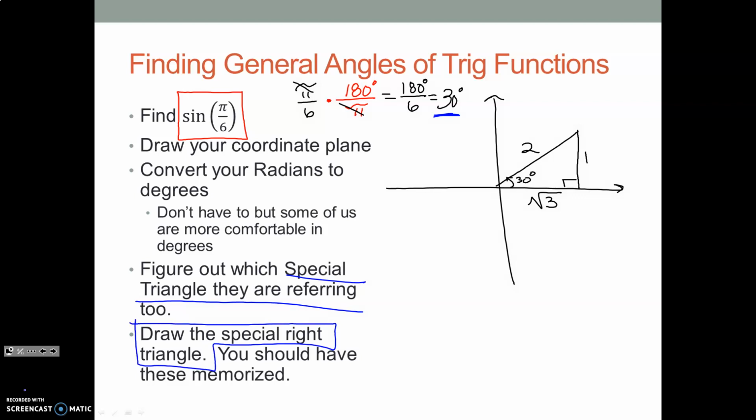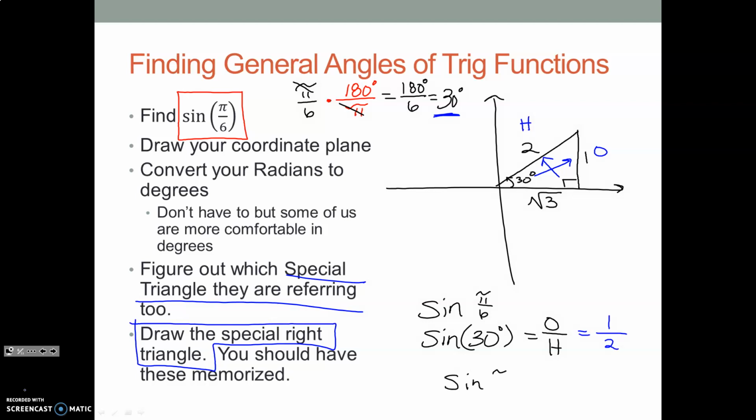Now, the question they asked me for was sine of pi over 6. Well, that's the same thing as sine of 30 degrees. And sine equals opposite over hypotenuse. So if I come back up here to my triangle, opposite would be 1, it's across from the 30. My hypotenuse would be 2. So sine is opposite over hypotenuse, which means I would have 1 over 2. So the sine of pi over 6 equals 1/2.